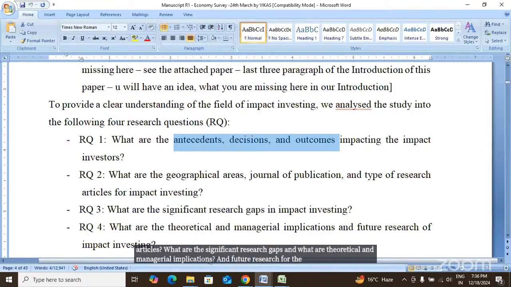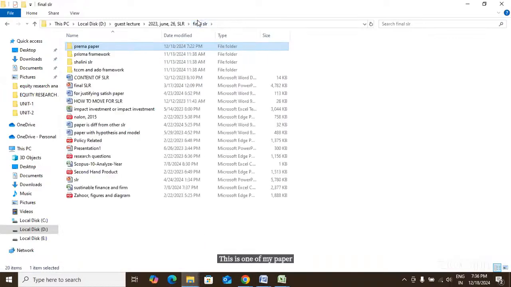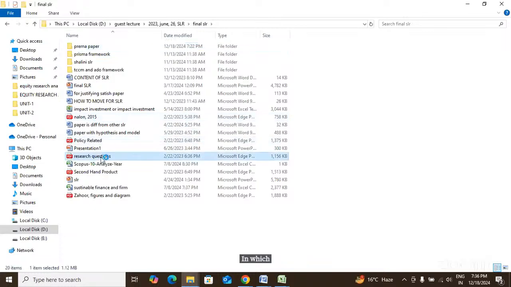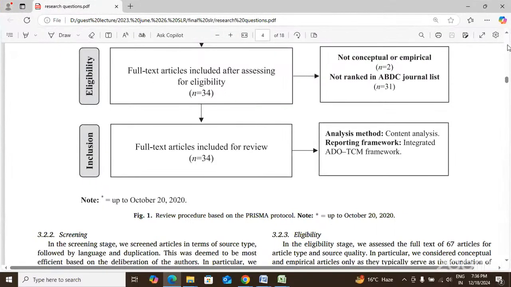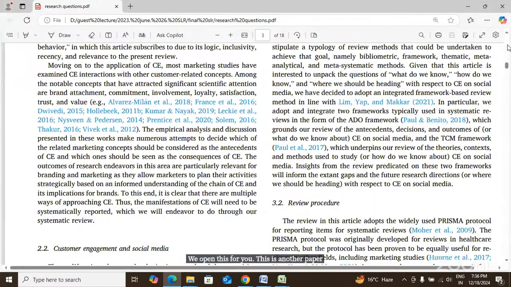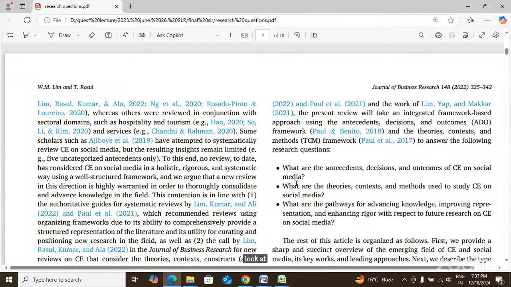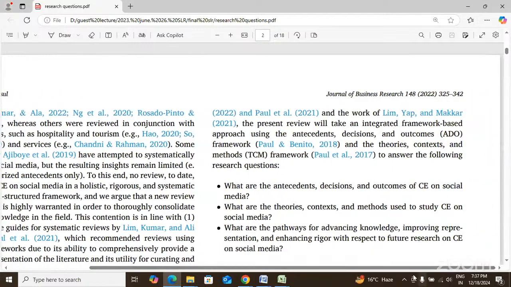So, let me show you other papers as well. This is one of my papers that I have written, but I can show you other papers as well in which the research questions normally remain the same. Let me open this for you. This is another paper of another author. You can see from here. Look at this. Read this. Do you find some kind of similarity over here? These are the research questions. Let me increase the font size over here. Look at this. This is another paper. Read this.